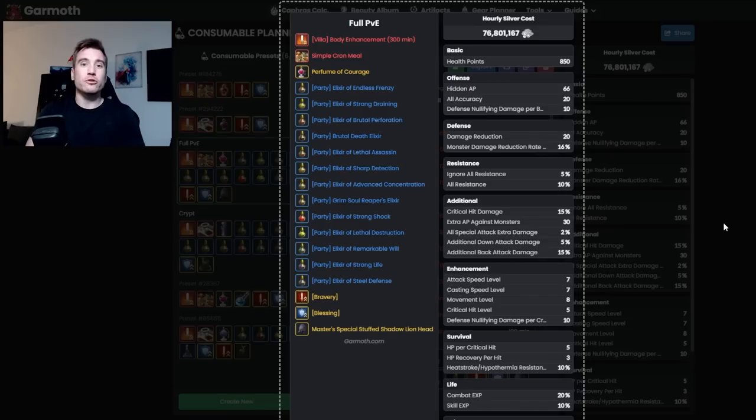One quick note about elixir rotations, which we're getting into now, is a question about using normal elixirs versus party elixirs, and the TLDR is always use party elixirs. The reason for this is it takes two regular elixirs to make one party elixir. Two regular elixirs is 8 minutes each, so that's 16 minutes of total buffs, and a party elixir is 15 minutes.